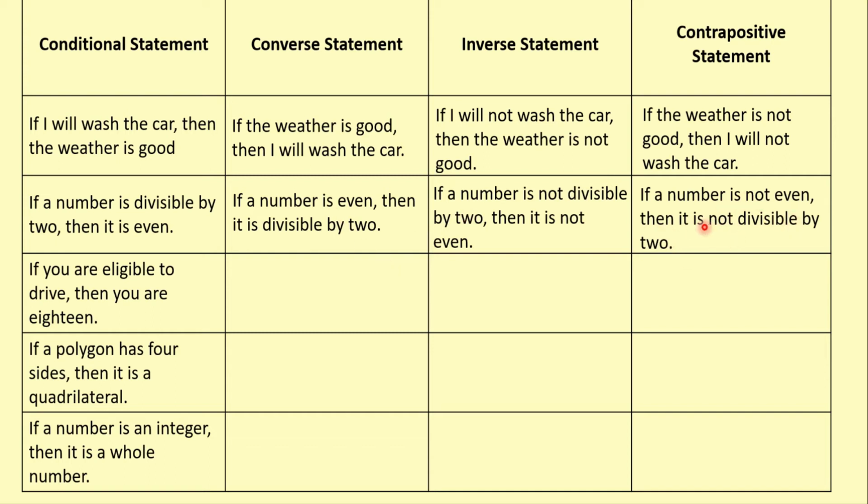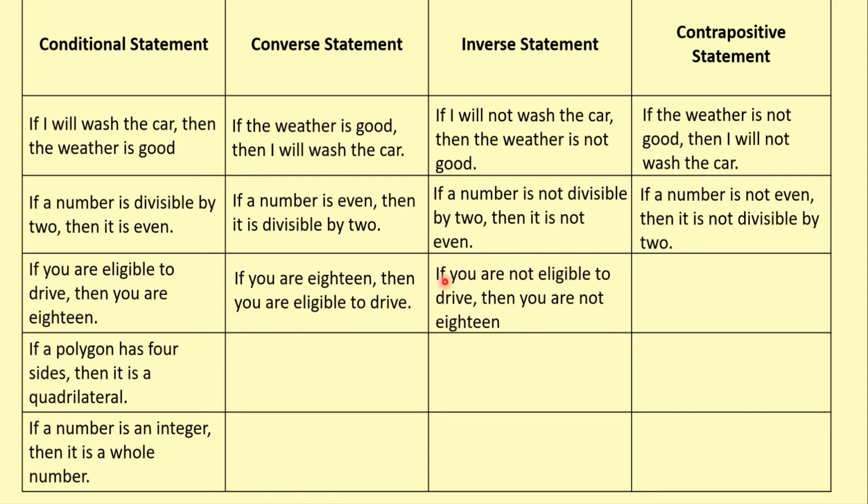Okay, that's all there is to it. For number 3, again, we just reverse it. If you are eligible to drive, then you are 18. Then its converse is, if you are 18, then you are eligible to drive. For the inverse, again, we just add not to it. If you are not eligible to drive, then you are not 18.